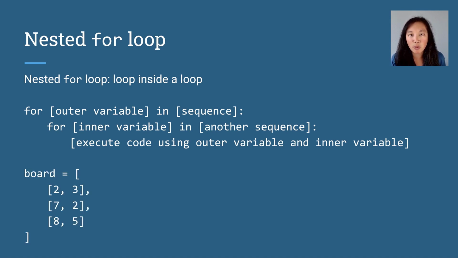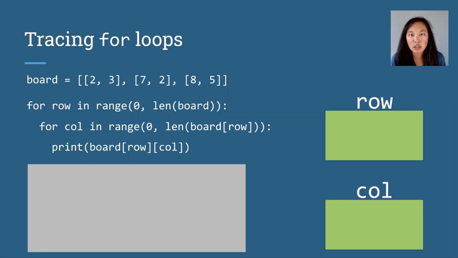So let's say we have a board, which is a 2D list, lists inside of a list. The outer for loop is going to go through each row, and the inner for loop is going to go through every column. So let's see how this works.